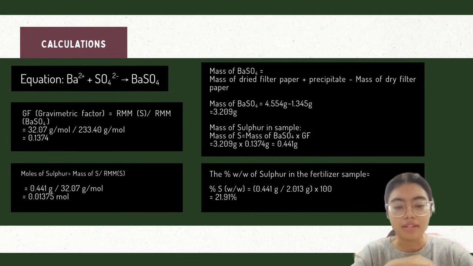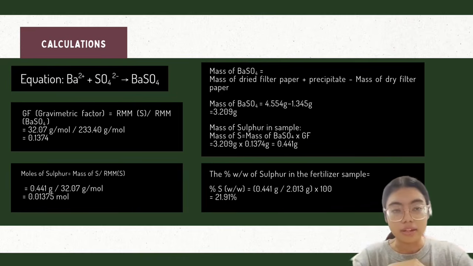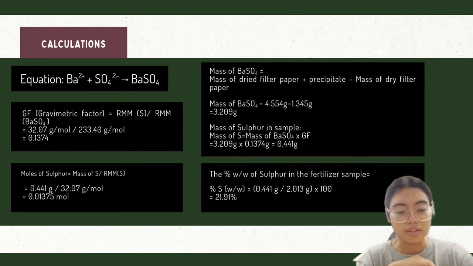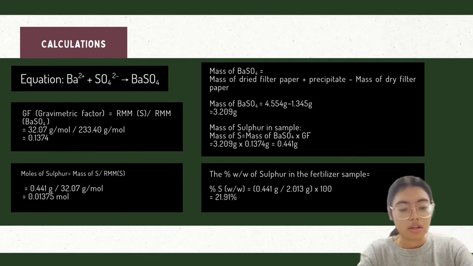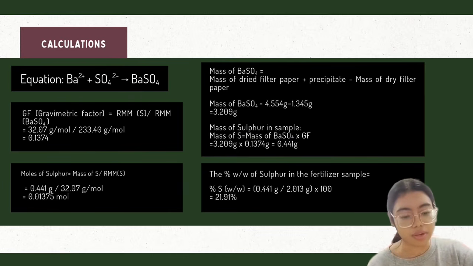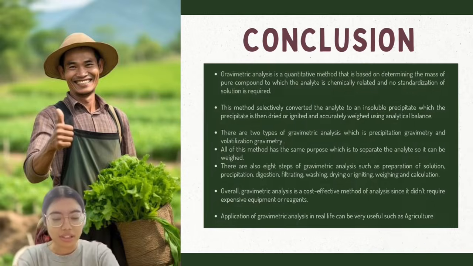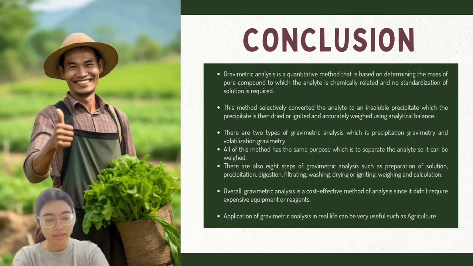Alright, next, to calculate the mass of sulfur, we take the mass of barium sulfate multiplied by the GF, which is 3.209 gram multiplied by 0.1374. And the calculation is 0.441 gram. Next, the percentage weight over weight of sulfur in the fertilizer sample, which is 0.441 gram divided by 2.01 gram and then multiplied by 100, which is 21.91%.